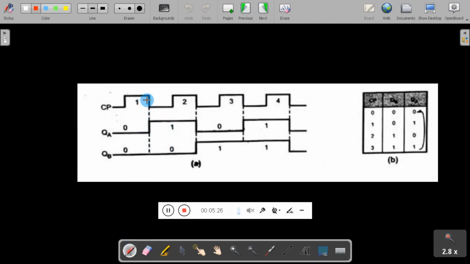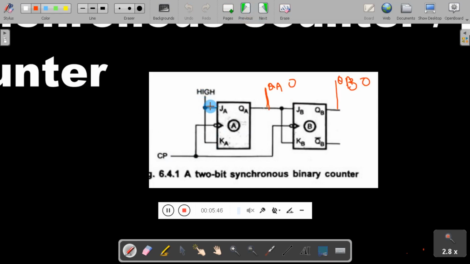Let me mark here, this is the negative edge of the clock. The output of the flip-flop will change. Since we are given the clock simultaneously to both flip-flops, the output of both flip-flops will change. But the output of the first will toggle from 0 to 1. Why? Because you see, the input to the first flip-flop is high.